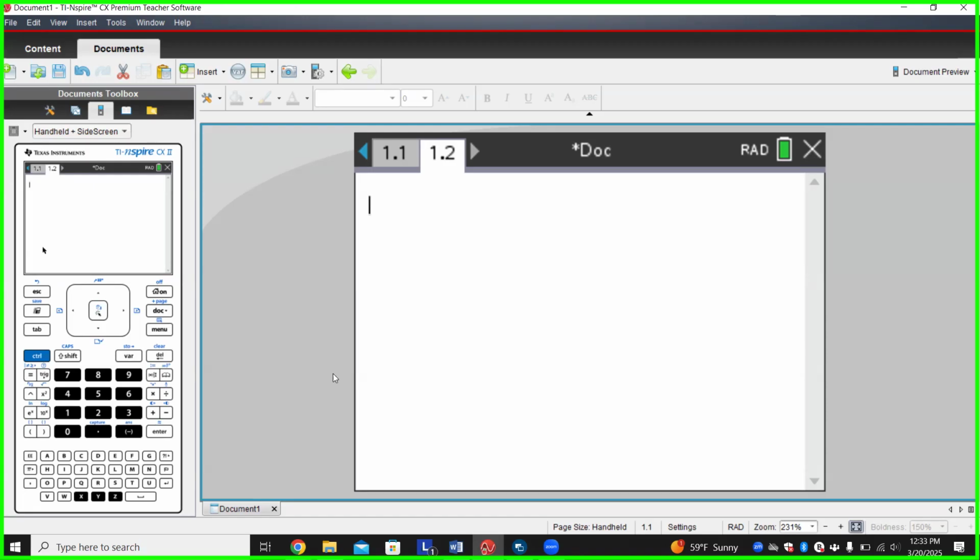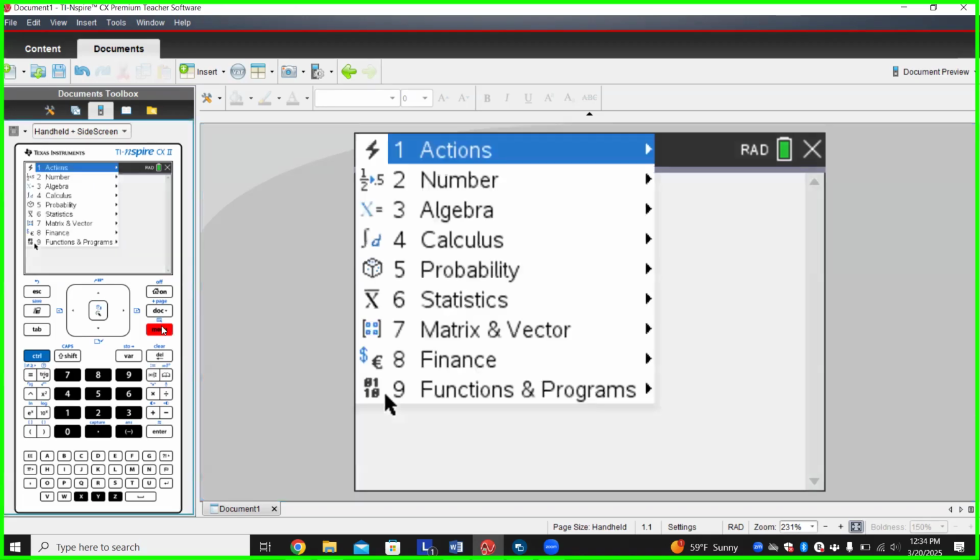Okay. What we're now going to do is hit this button called menu. It's on the right side top part.